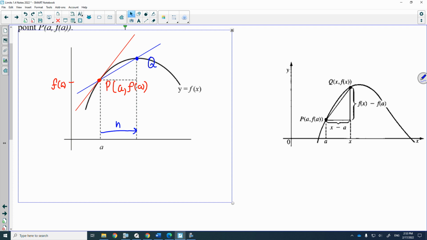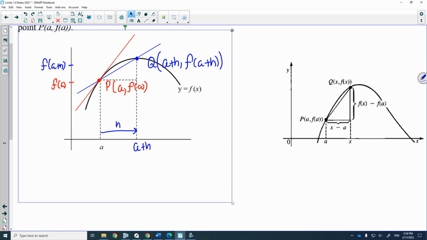So let's say, for example, that I said, well, how could we express the point on the x-axis here if the distance from here to here is 5? Well, this point would be a plus 5. So without having a number, what that point would be is a plus h. Okay, so the x coordinate on Q is going to be a plus h. The y coordinate then on Q would be f of a plus h.